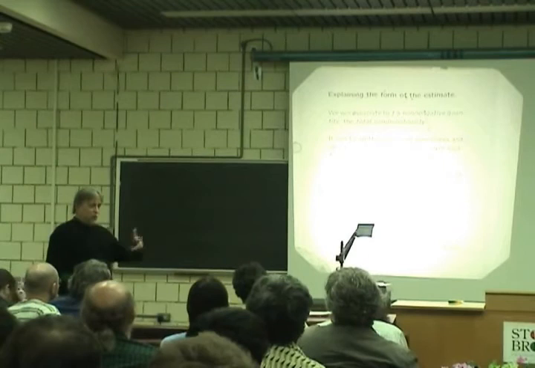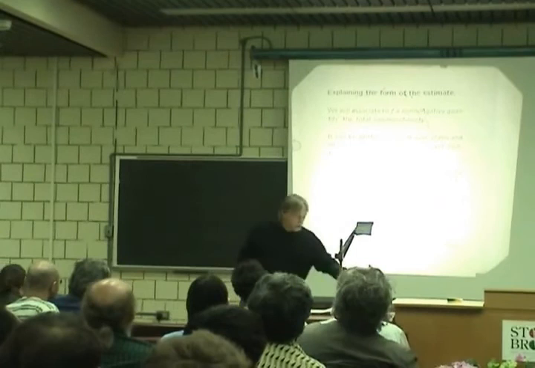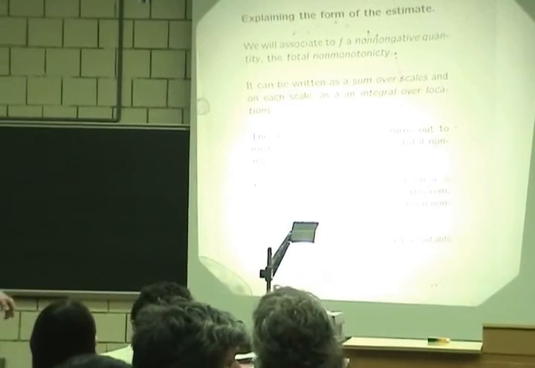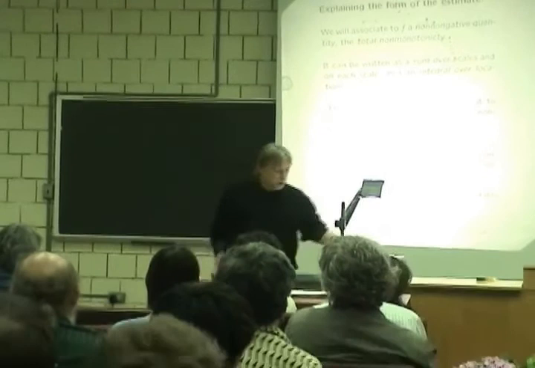So there's some kind of energy that controls the situation, and it has a contribution from each scale. And the assumption that the Lipschitz constant of the map is less than 1 is going to imply that this energy has a definite bound. So this is the energy that I'm calling the non-monotonicity of the map.